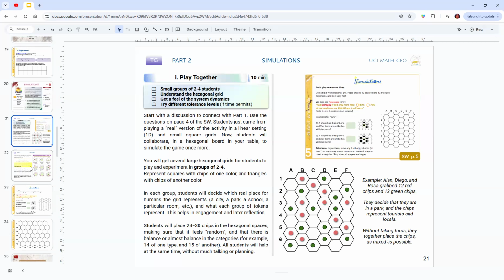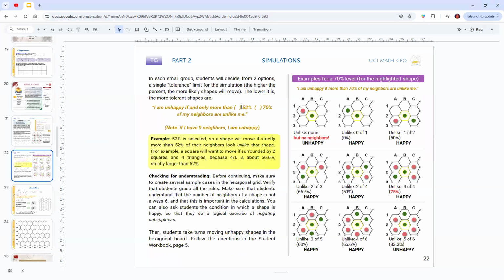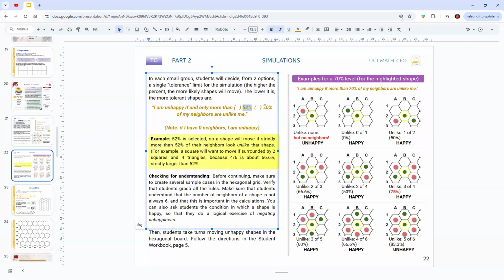They're going to be picking between either 52% tolerance or 72% tolerance, meaning I am unhappy if and only if more than this percentage of my neighbors are not like me. They have a different shape or a different type. And we have this rule: if I have 0 neighbors, I am just unhappy and I just want to move.